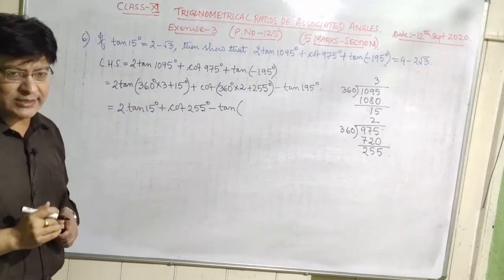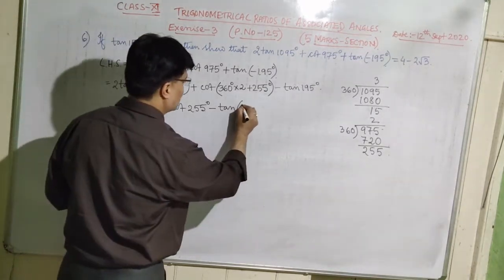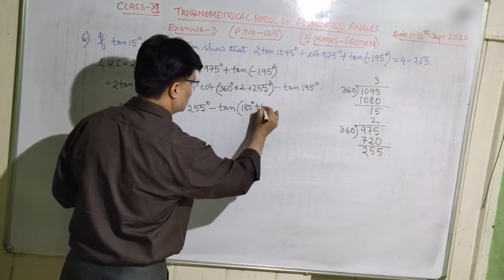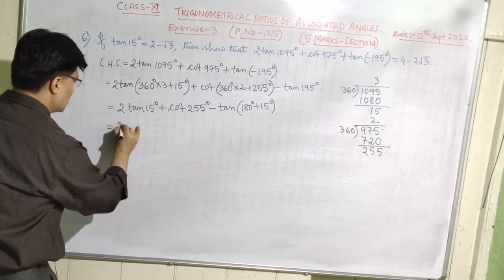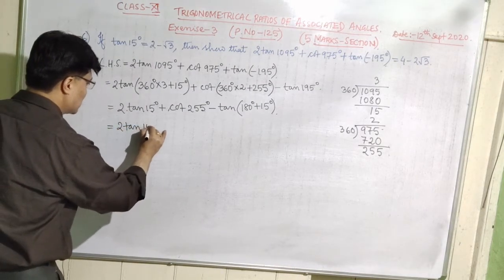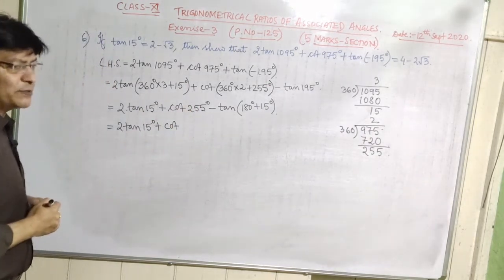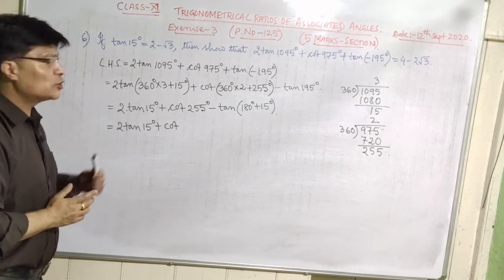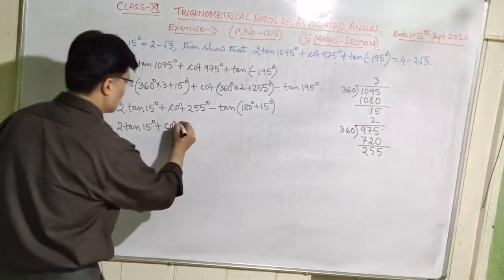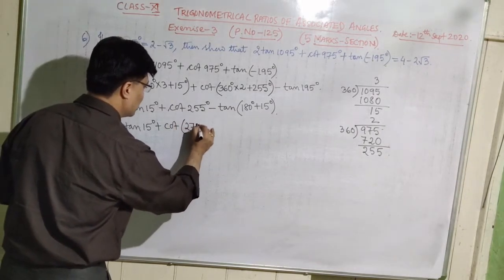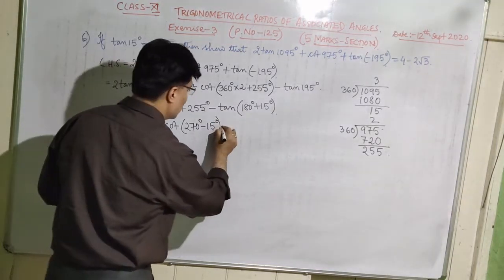So it is less than 360. So you don't have to divide the angle by 360 here. Let us write it as 180 degree plus 15 degree. Is that clear? So which is equal to, this is 2 tan 15 degree. Let us keep it as it is. Plus cot, you have to write 255 degree in terms of 15 degree, so that we may use the value for tan 15 degree is equal to 2 minus root 3. So cot within bracket, this is 270 degree minus 15 degree.